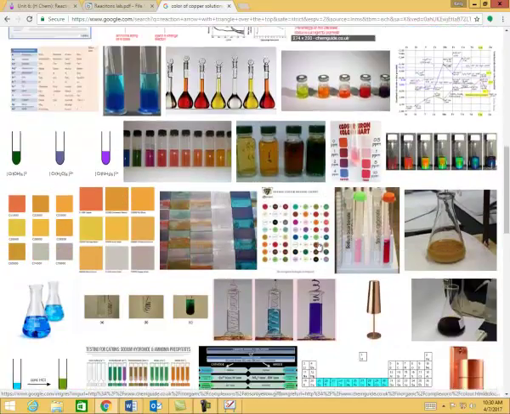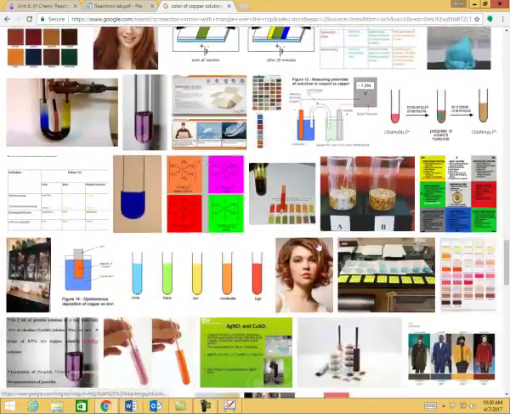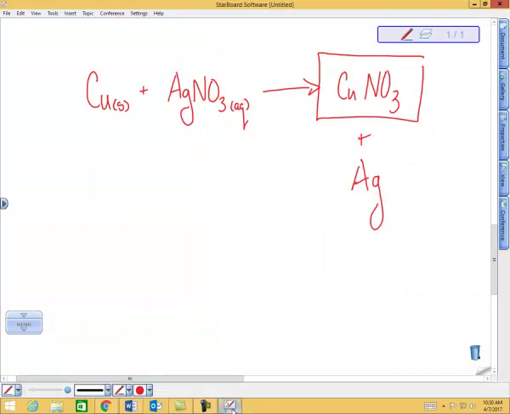Looking around, there seems to be an awful lot of blue and orange. That's kind of a big hint. All right? I'm not going to tell you the answer here. You need to figure out which copper you had. Is it copper 1 or copper 2? Make sense? You're allowed to look this up, people, okay?